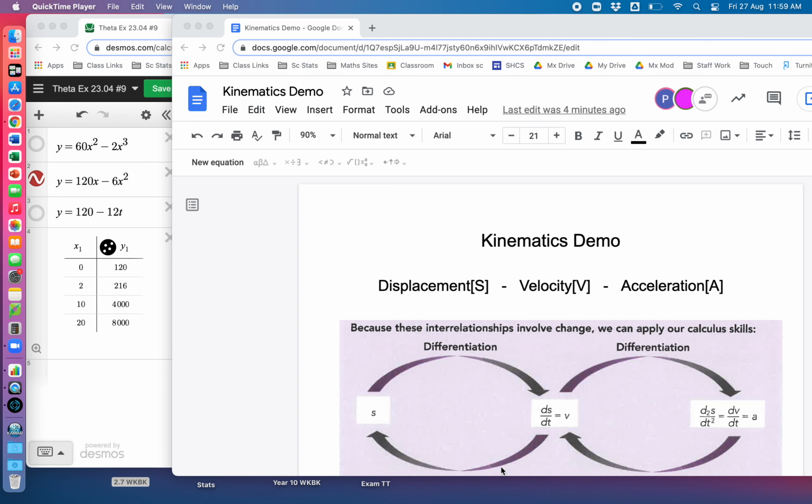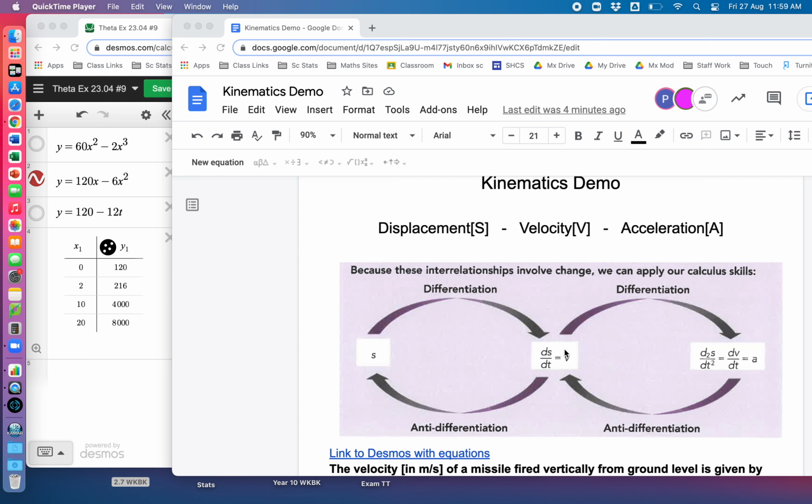Go over kinematics, and I've got some work just from the Walker book. I've just used their table that you've got a copy of, because that's a nice way of setting it up. So we're looking at these three terms: displacement, velocity, acceleration, and the graphs of these terms.